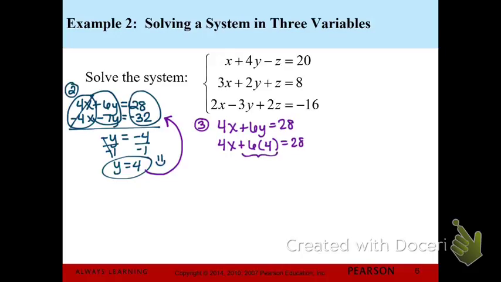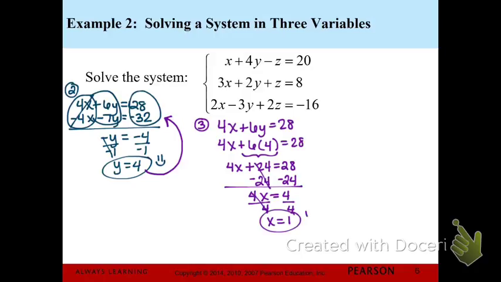So we got to multiply. So 4X, what's 6 times 4? 24. Equals 28. Then what do we do? Subtract over the 24. So we get 4X equals 4, and then divide by the 4 in front of the X. And we get X equals 1. So there's my second one.